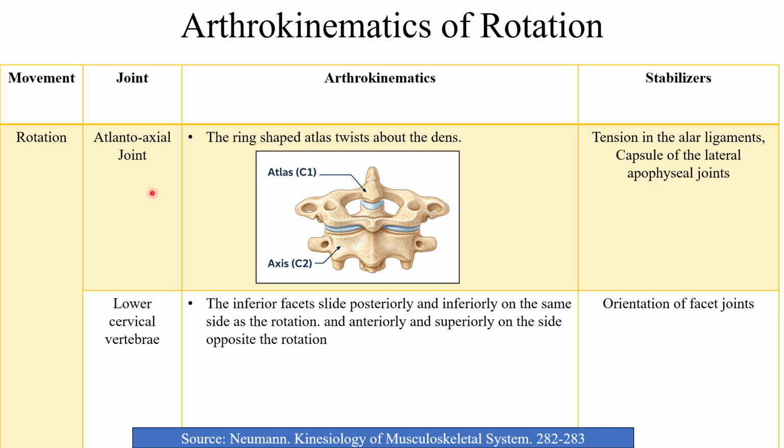from there are negligible. However, in the lower cervical vertebrae also rotation does occur, where the inferior facets slide posteriorly and inferiorly on the same side of rotation. That means if I'm doing right rotation, then the inferior facets there slide posteriorly and inferiorly, while they go anteriorly and superiorly on the left side when I'm doing a right-sided rotation. So again here the stabilizers become the facet joint orientations.